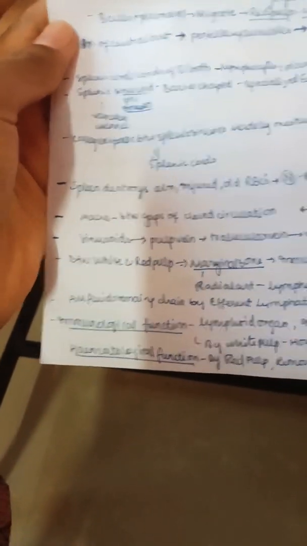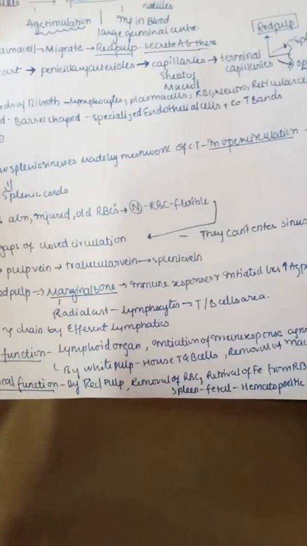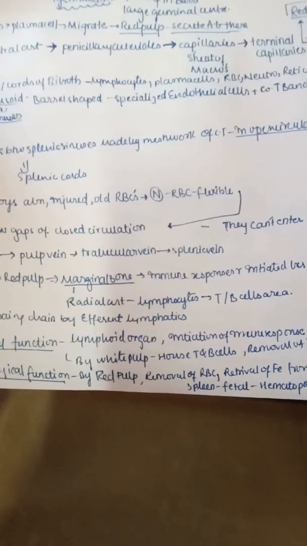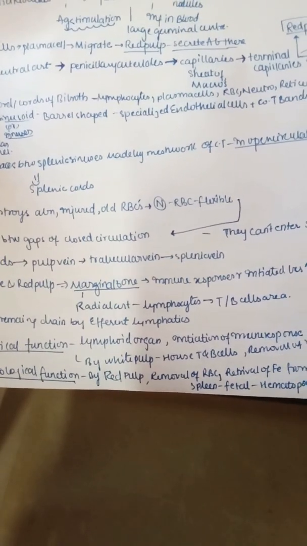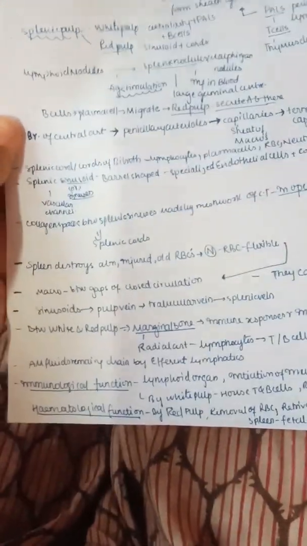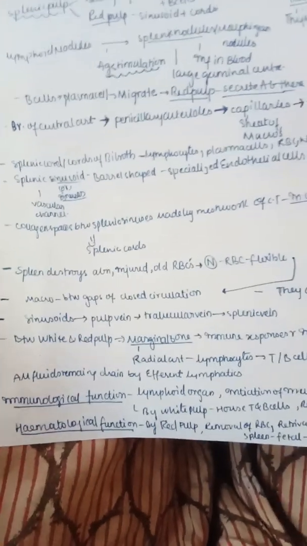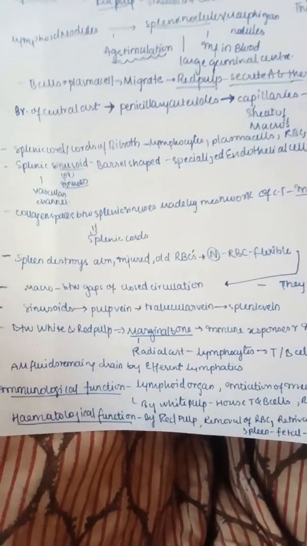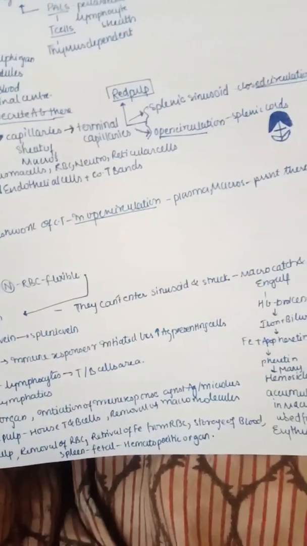And next, the spleen destroys abnormal, injured and old RBCs. Normally RBCs should be flexible. So whenever they are old, they can't easily cross from the open circulation to the closed circulation. So they get stuck there and can't escape, and they are engulfed by the macrophages. Let us see that process: the macrophages are present between the gaps of the closed circulation, that is the splenic sinusoid, so the RBCs can't enter the sinusoid and get stuck.